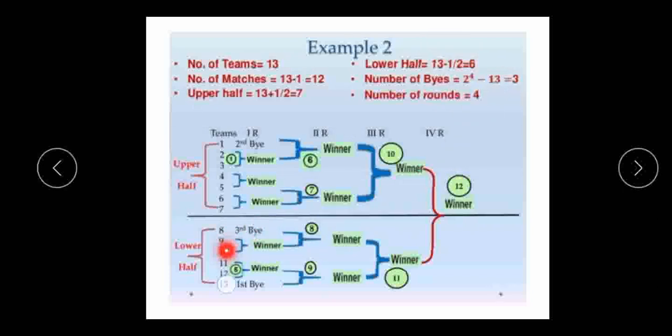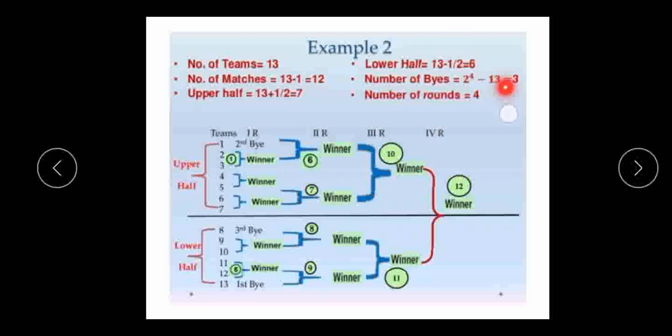The lower half has 1 2 3 4 5 6 teams. We draw one center line. Clear? It divides into 2 halves. This is the upper half, this is the lower half. Clear? Then the number of byes: 2 to the power 4, means 2 into 2 into 2 into 2, 2 to the 4 is 16, 16 minus 13.